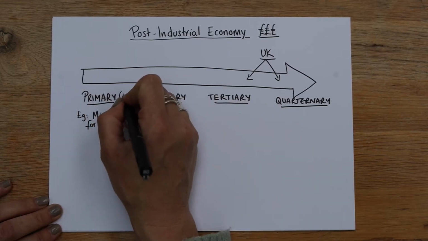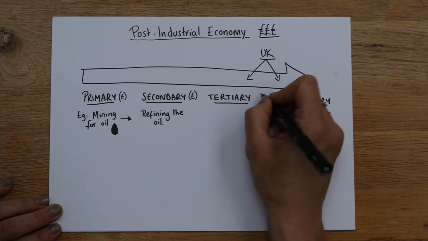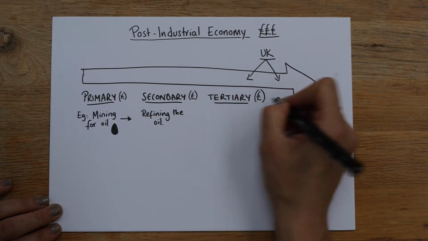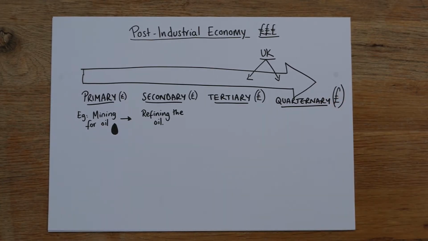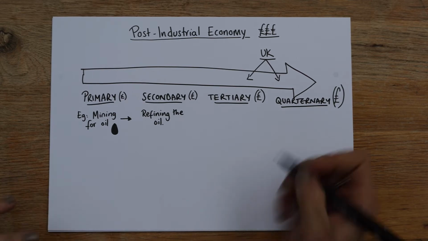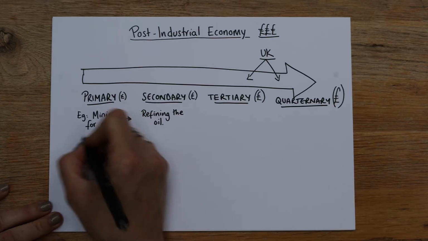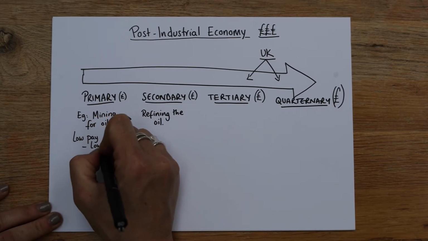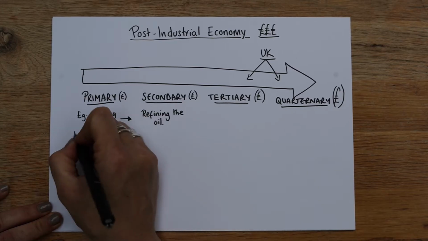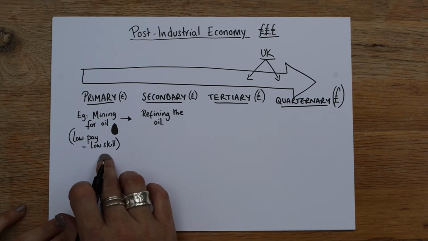So in fact, we can put a little pound sign here, and a bigger one there, and then an even bigger one there, and then quaternary, the biggest pound sign, because that has the most money. You're going to get the biggest paid jobs in that sector. So mining for oil, low pay, low skill. Primary sector jobs, farming, cutting down trees, deforestation, all those sorts of things, low pay, low skills.